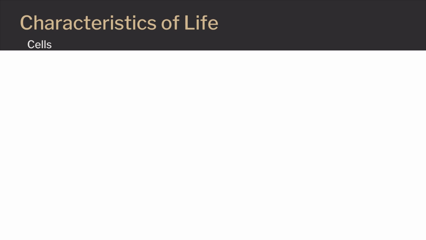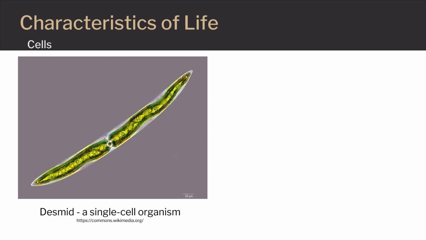Cells. All living things are made of cells. Cells have specialized functions within the organism. Even single-cell organisms have everything they need to be self-sufficient. On the left is a desmid, a unicellular algae of the genus Clusterium.